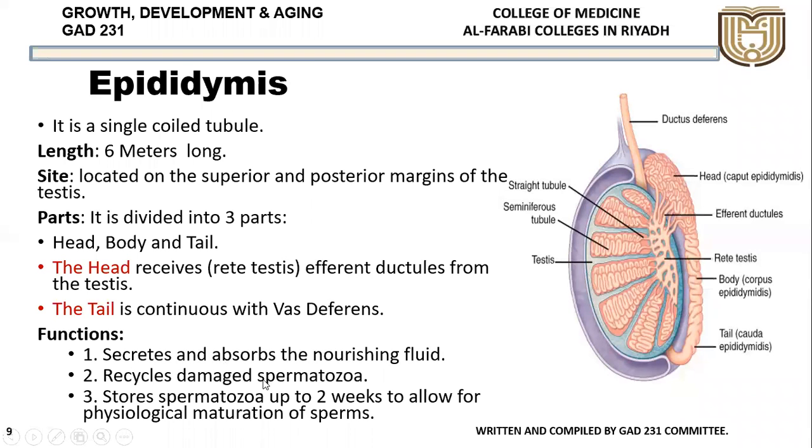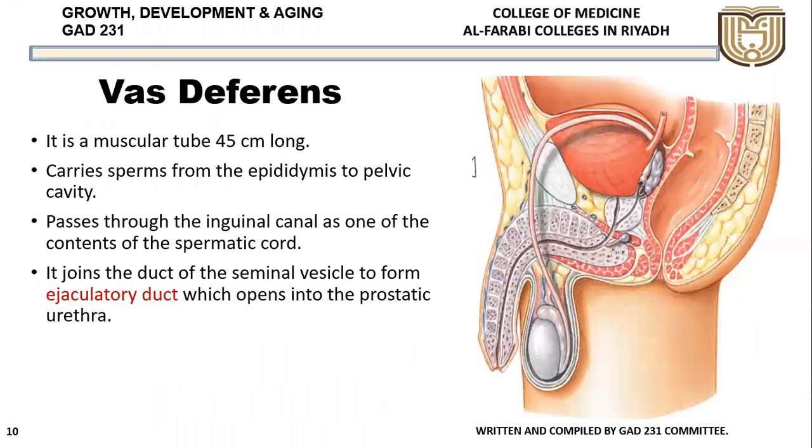Second, it recycles the damaged spermatozoa. It will remove all the dead and damaged spermatozoa which are incapable of fertilizing. The third, it stores the spermatozoa up to 2 weeks. Why? To allow for physiological maturation of the sperms. Even though the sperms are produced in the testes, their maturation will take place in the epididymis. So the sperms will stay here for almost 2 weeks for maturation.